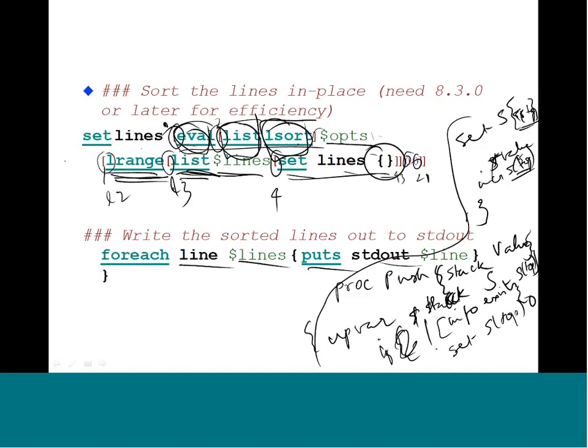So this particular command sorts the lines in place and gives you the whole list, all the lines, as just one list. Then we go through the sorted lines and print out each line. So this command is fairly simple. It's just a foreach, and then we read the list line by line and put each line into standard out. So this is what we covered last time.